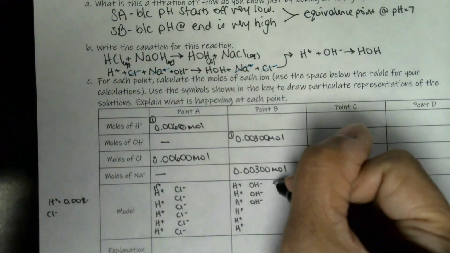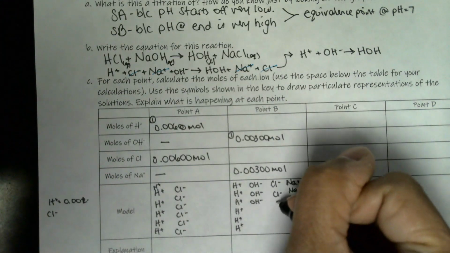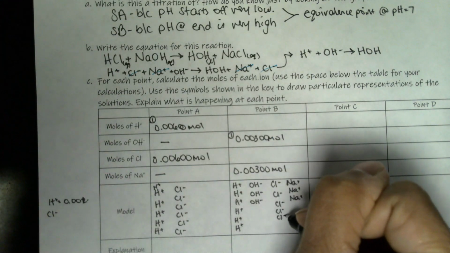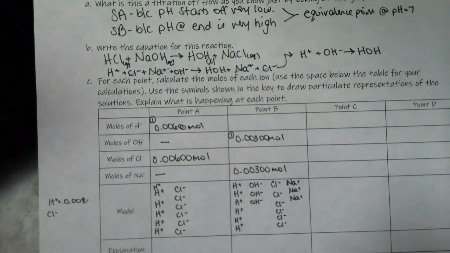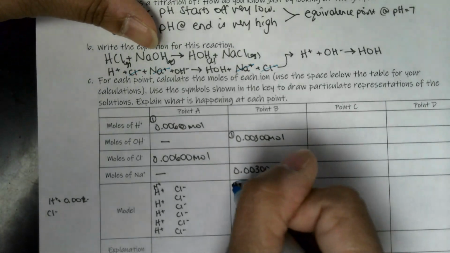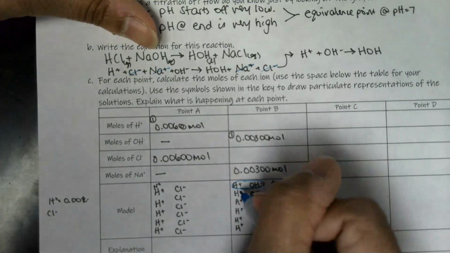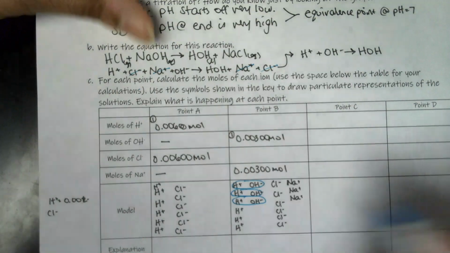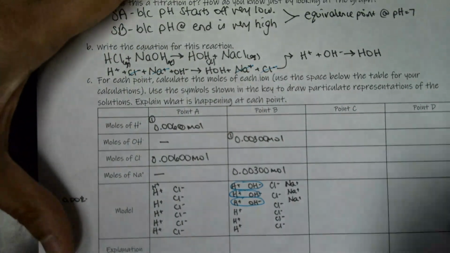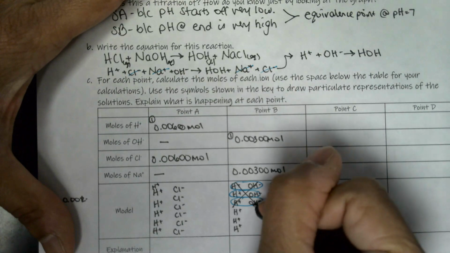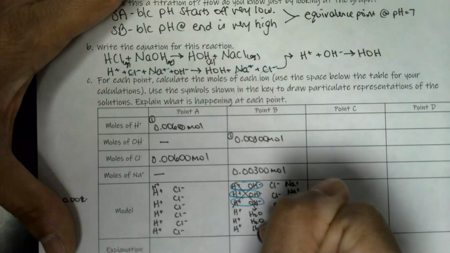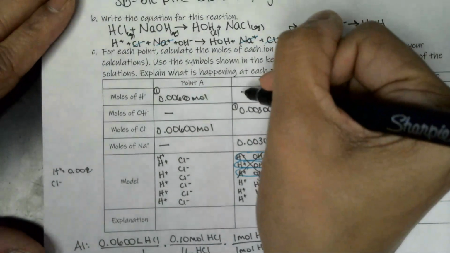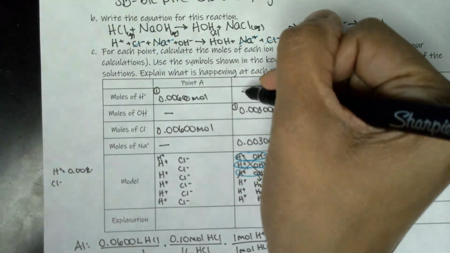I know that Na and Cl are both going to be spectator ions, so I'm just shifting them off to the side. I can also see here, when I have H and OH in solution, they're going to combine to form water. So I have this one, and this one. So instead, I can cross those out and show instead 3 moles of H2O. So that brings us back up to here for moles of H+.